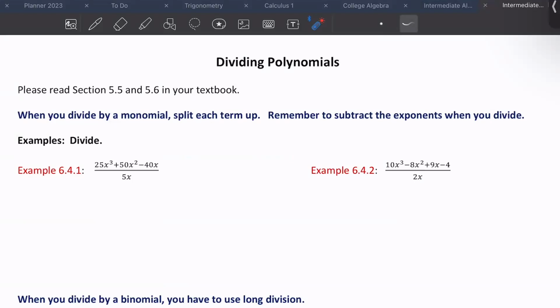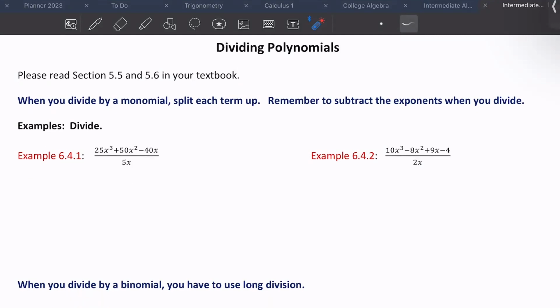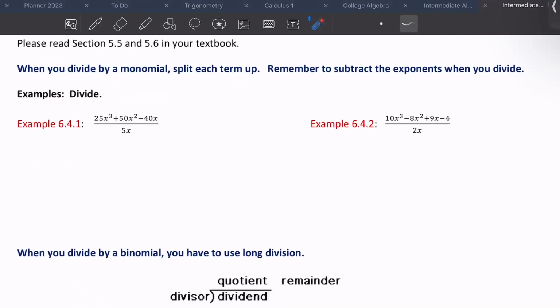Let's talk about dividing polynomials. This is section 5.5 and 5.6 in your book. These first two examples are when we are dividing by a monomial. So that means one term, right? We know that.